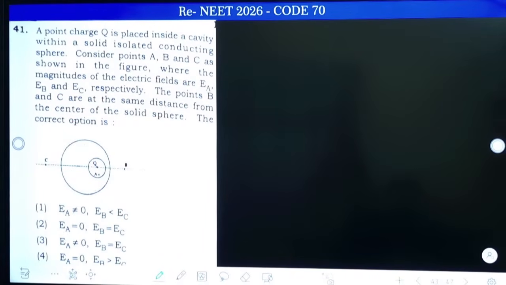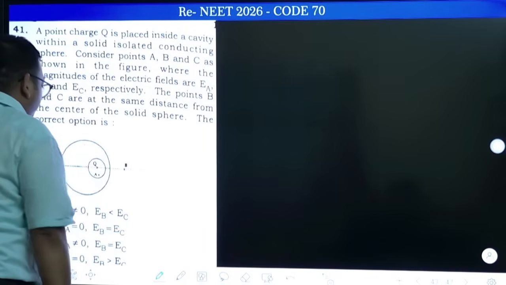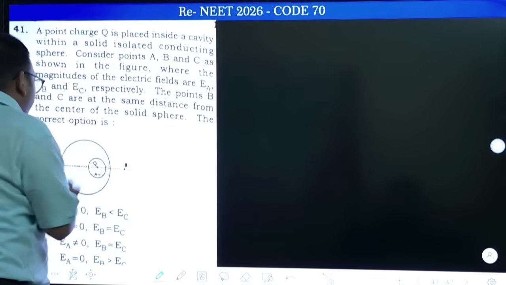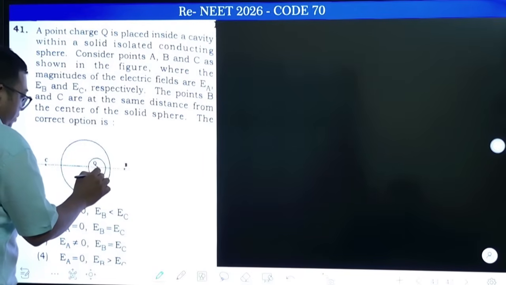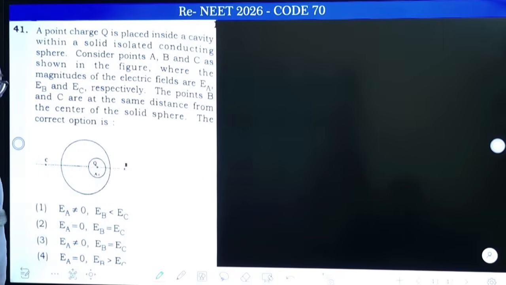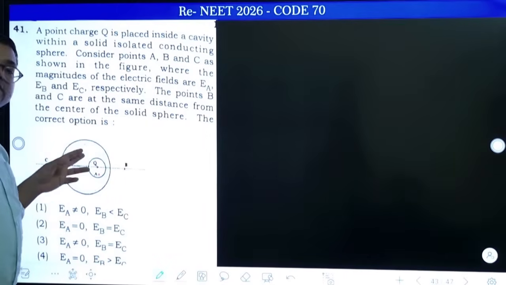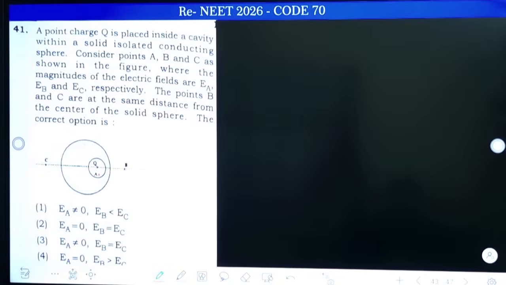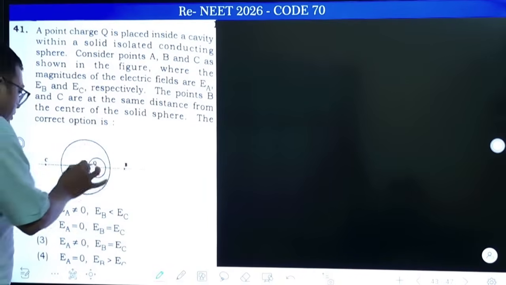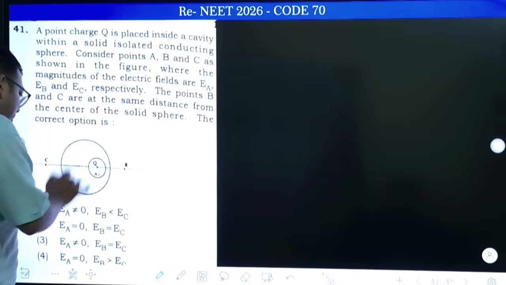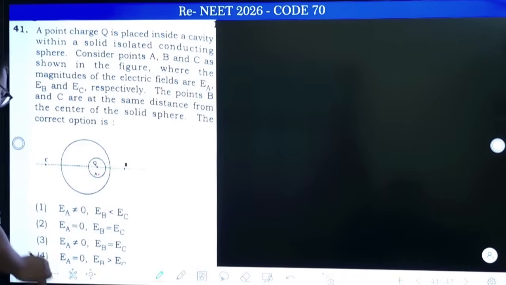So they are talking about electric field. Note that here, the charge is kept inside the cavity. The electric field inside the metal will not be equal, but this point A, which is inside the cavity, is very near, so the electric field will be largest. We cannot say the electric field is 0 here because a charge is kept here. If the charge was not there, then the electric field would have been 0, but there is a charge here, so that charge is producing an electric field here. The electric field at A must be highest. It cannot be 0.